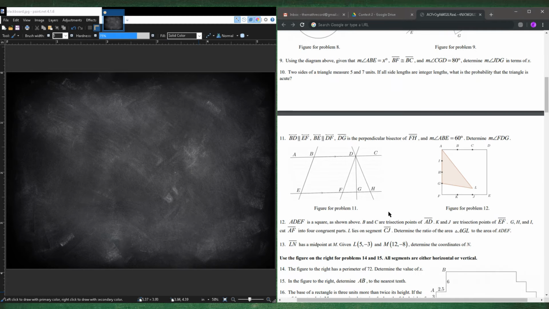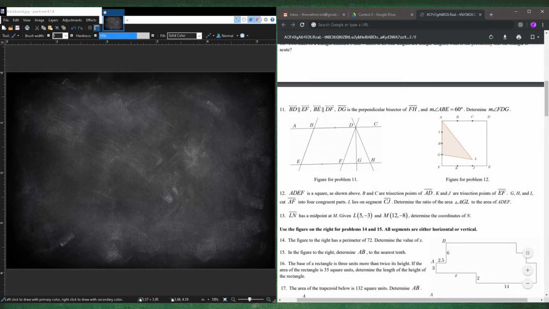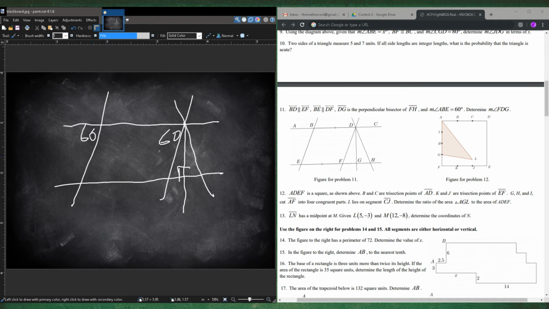Question 11. Lines BD and EF are parallel, and BE and DF are parallel, and DG is perpendicular to FH. Let's draw this out now. So it looks something like this, and there's another line, and then there's a perpendicular, so it makes a right angle. ABE is 60 degrees, so this is 60 degrees, so this is also 60, and this is 60, and this is also 60.